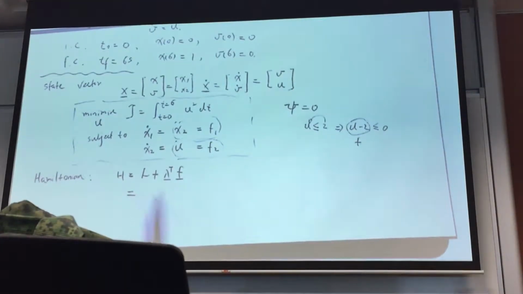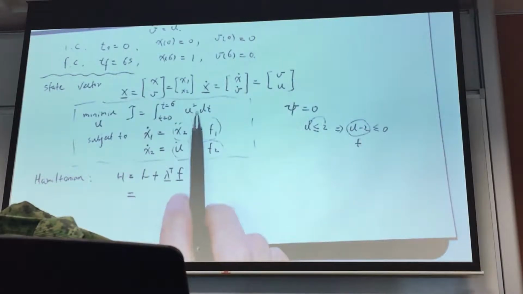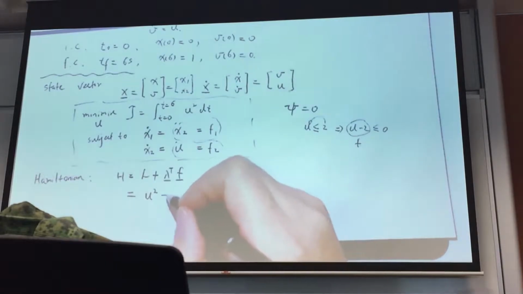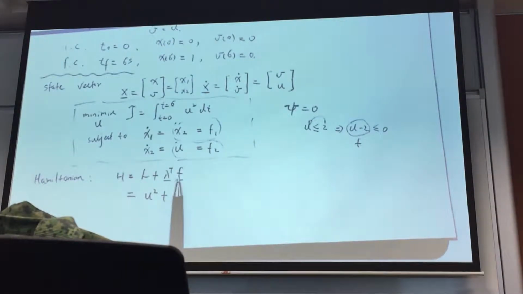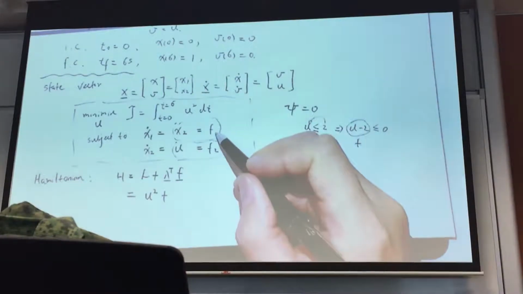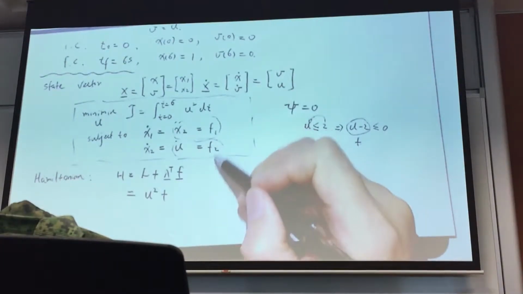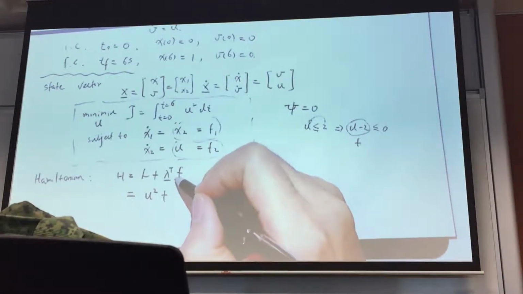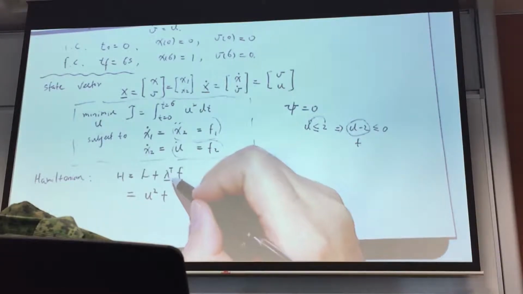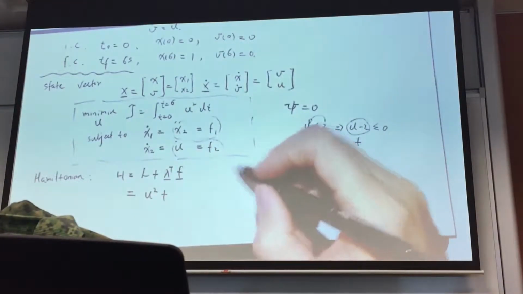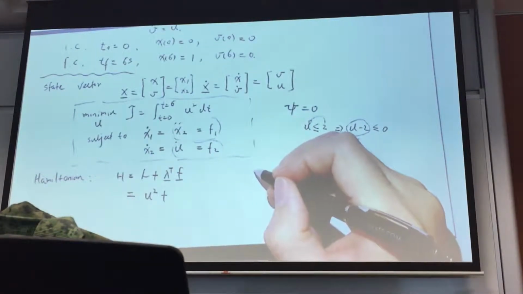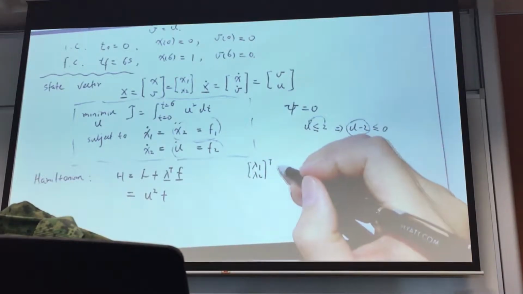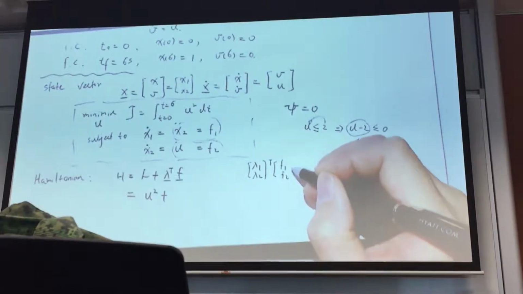So the L is just the function inside the integration. In this case, it's u squared plus lambda transpose f, because here we have two constraint functions, f1 and f2. That means we require two Lagrange multipliers. So this part is lambda 1, lambda 2 transposed, multiplied by f1, f2.